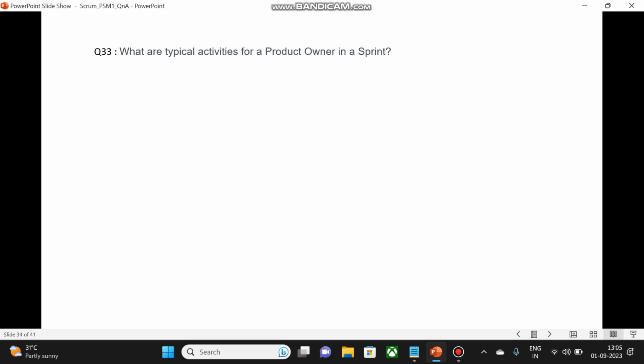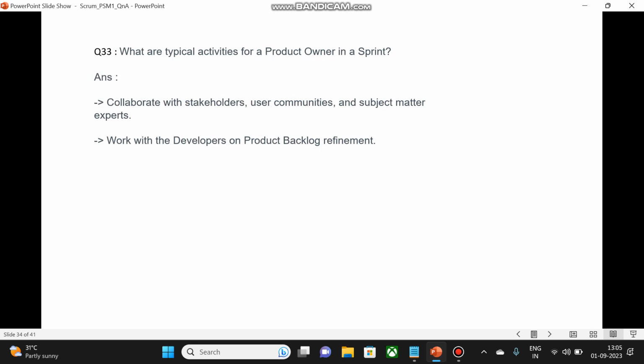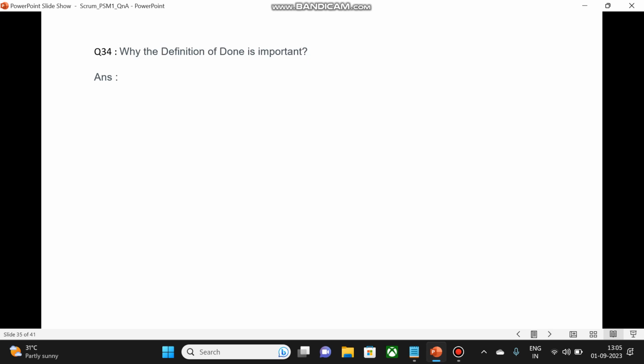What are typical activities for a product owner in a sprint? Let's see. So one, to collaborate with stakeholders, user communities and subject matter experts. Second, work with developers on product backlog refinement. So these two are the major activities of a product owner. Let's go to the next question.